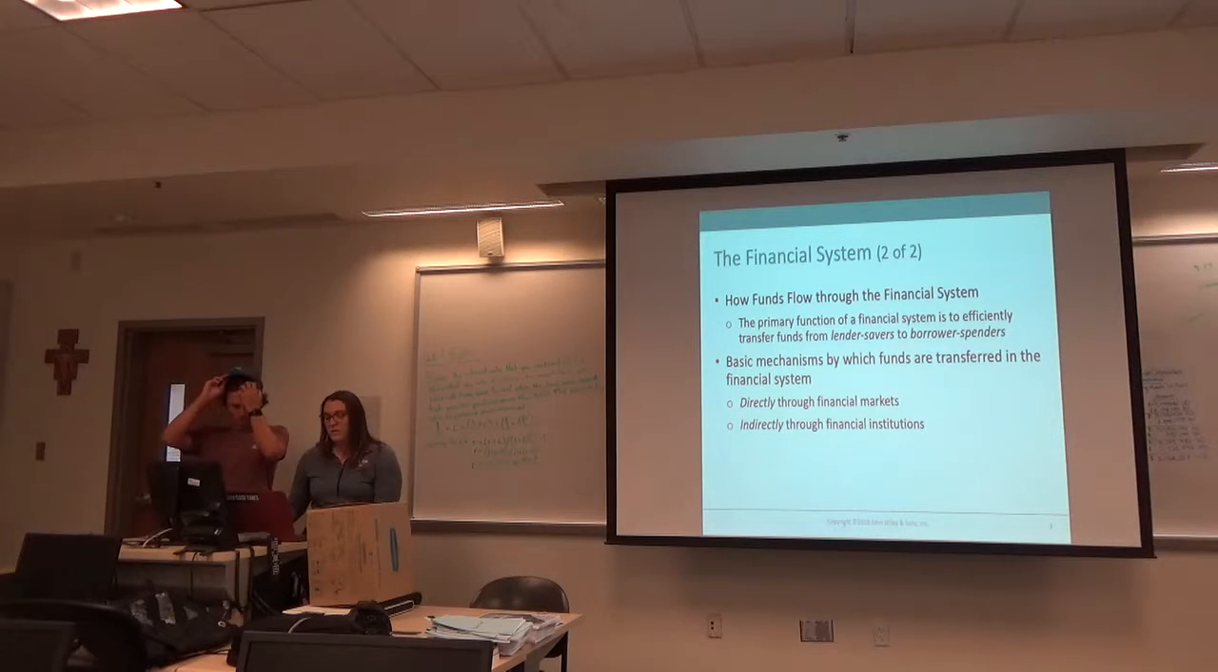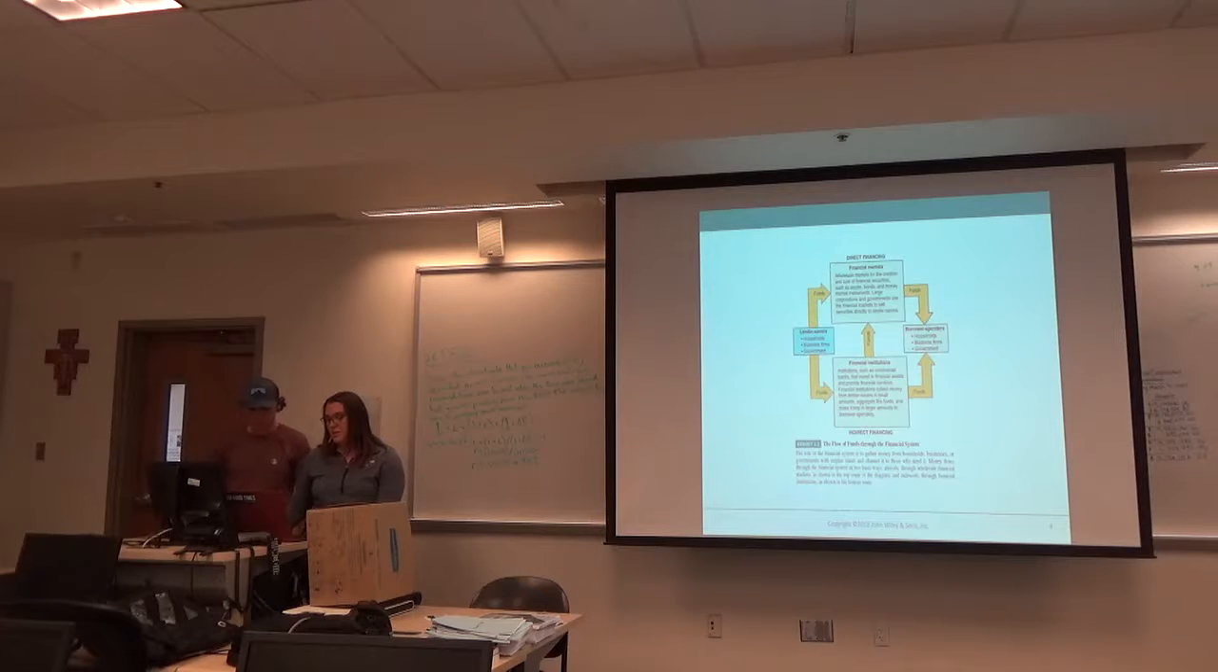And then the funds flow through the financial system. It's lenders, savers, and then borrowers, spenders. The basic mechanisms by which funds are transferred in the financial system are directly through the financial markets and indirectly through financial institutions. This is just a diagram of direct financing.